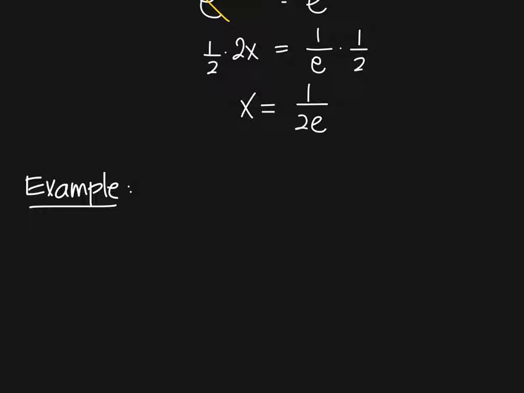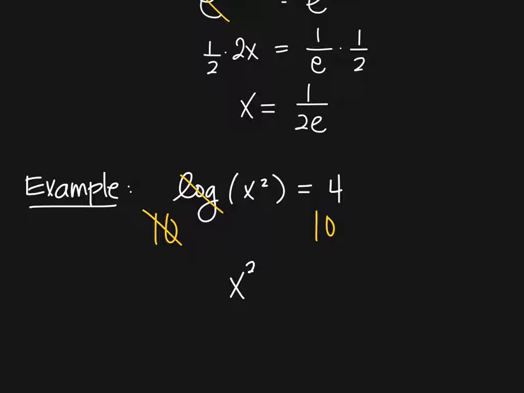What if you have the log of the quantity x squared, and that's equal to 4? Okay, what do I do first? Jason, got an idea? All right, we're picking 10. Good choice. We're going to pick 10 for our base on both sides. That's going to cancel out my log, and I'm going to resize my x squared. And 10 to the 4th is 4 zeros, 10,000.